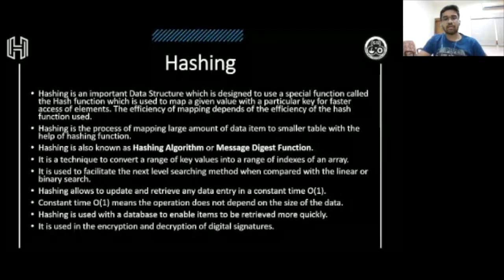Hashing is used with a database to enable items to be retrieved more quickly. So the first and most basic application of hashing is in databases. When you want to retrieve some value from the database, hash tables make it very quick. It is used in encryption and decryption of digital signatures as well.